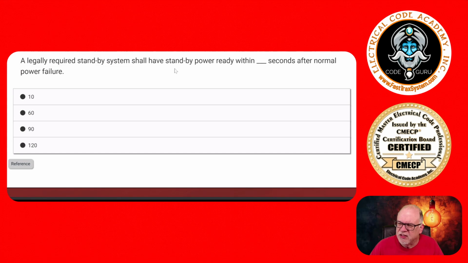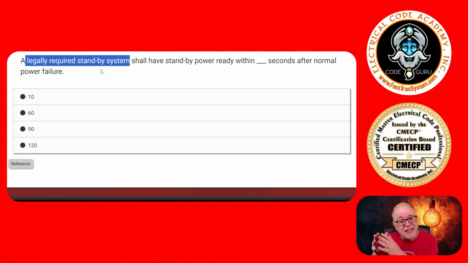One of the things you're going to do as you're dissecting a question is take it in pieces. So legally required standby system, you're going to look in the index under legally required standby systems. You might even look under standby systems. You want to exhaust all possible terms out of the question right now while you're studying, not when you're in the exam room, right? But right now, take your time.